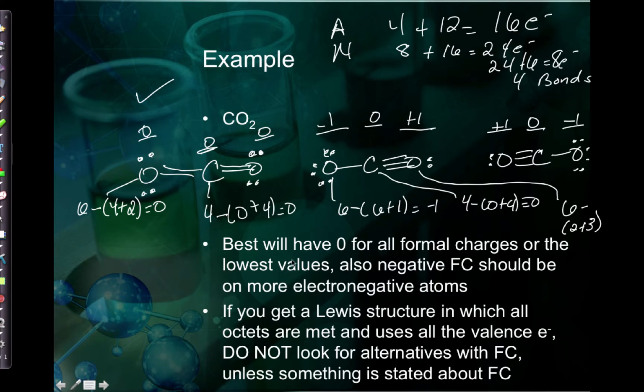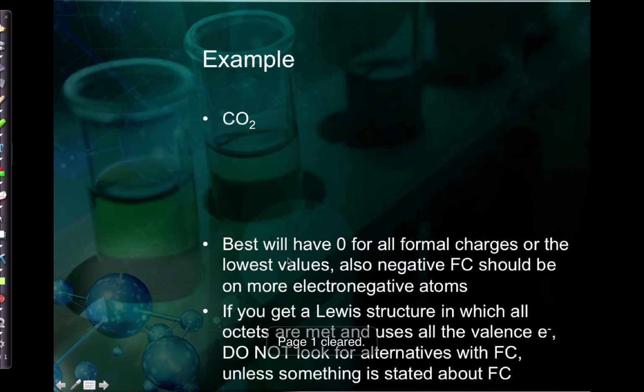All right, so that's one way that formal charge is used. It can be used in a situation where you've got more than one option for Lewis structures to pick the best one, or it can also be used just to show where the charges might be distributed among the atoms of a molecule. The thing about formal charge is that if you get a Lewis structure in which all the octets are met and it uses all the valence electrons, don't look for alternatives with formal charge unless something's actually stated about formal charges.